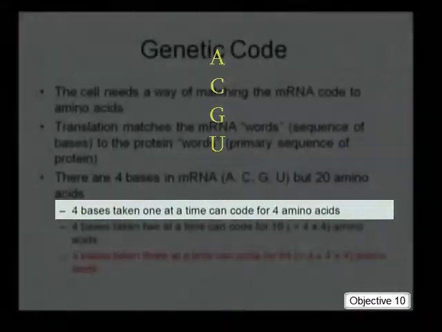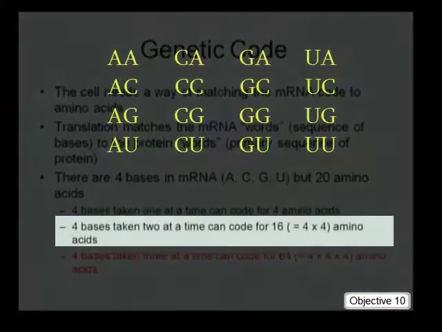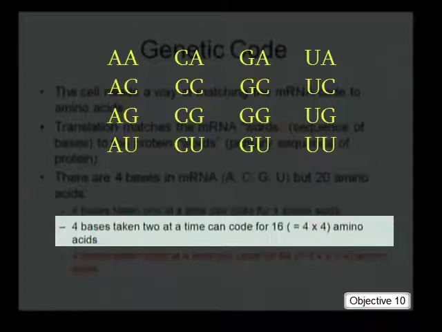That's not enough. If I take them 2 at a time, AA, AC, AG, AU, CA, CC, CG, CU, and so forth, then I can code for 16 amino acids. That turns out to be 4 times 4, or 4 squared. So if I take them 2 at a time, and I have 4 bases, then I have 4 squared possible combinations.